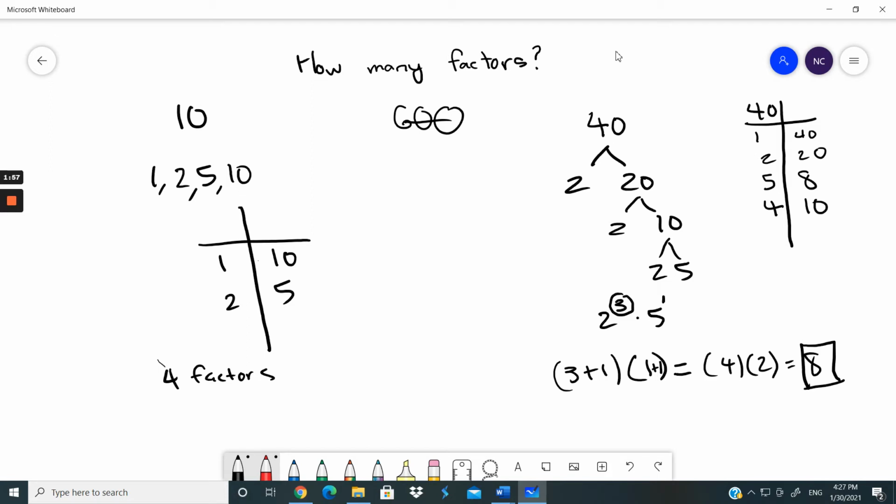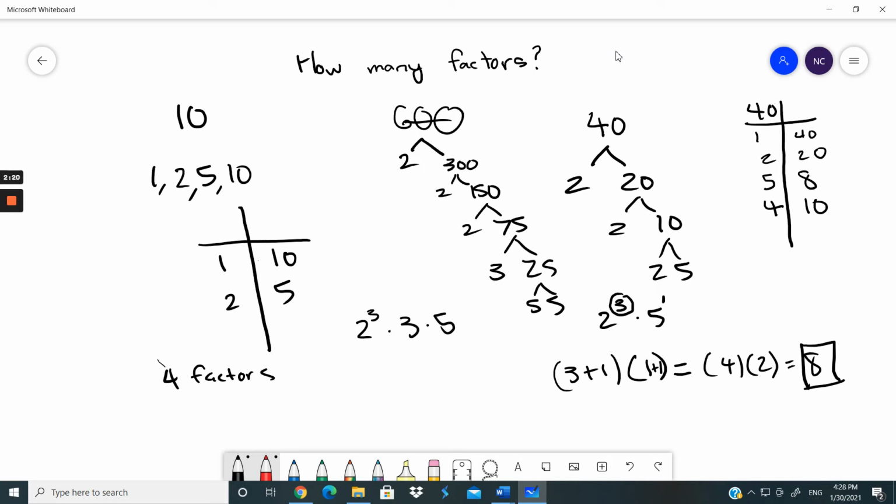Now, we can do this for any number, which makes it so much easier to figure out how many factors any big number has. Let's go back to 600 here. Let's prime factorize: 2, 300, 2, 150, 2, 75, 3, 25, 5, 5. So the prime factorization of 600 is 2 cubed times 3 times 5 squared.